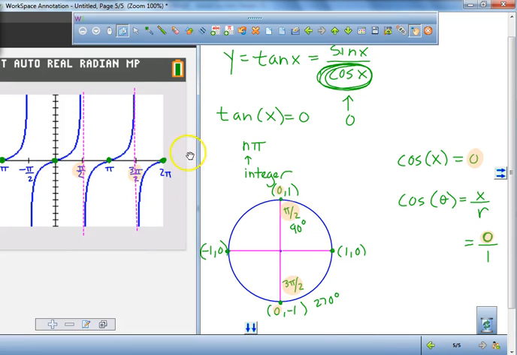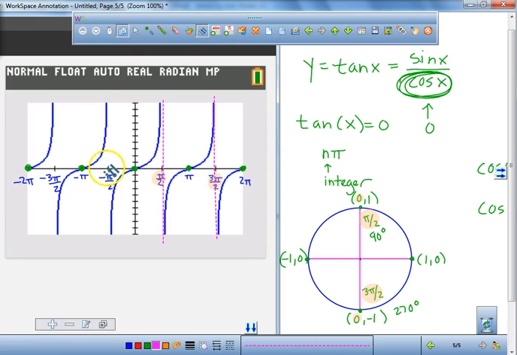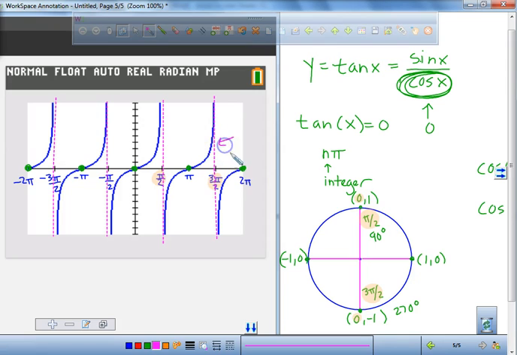So notice, where are all the asymptotes located in a tangent of x graph? Pi over 2. 3 pi over 2. By the way, every single time you make a tangent of x graph, you always get this. Basically, this is called infinite discontinuity. What is this little dotted line called? It's just called an asymptote. That's what it sounds like. So we have an asymptote right here.